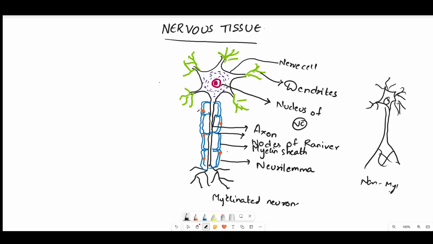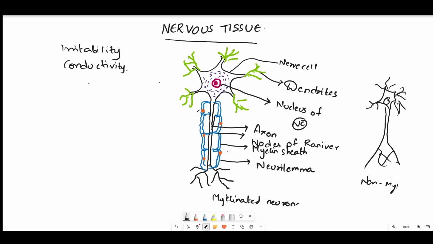So what is a nerve tissue? Nerve tissue is useful for carrying the stimulus. Carrying the stimulus is nothing but transferring messages within the body from one part to another part. So that is the function of the nervous tissue. And second, it has two main important properties: the first one is irritability, and the second property is conductivity.